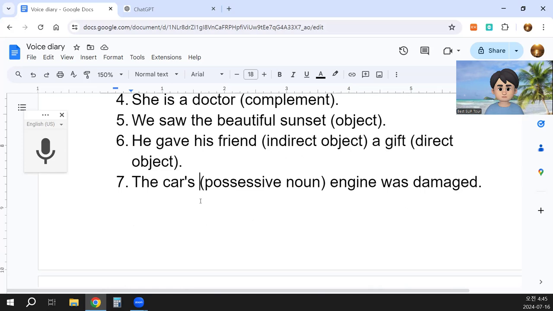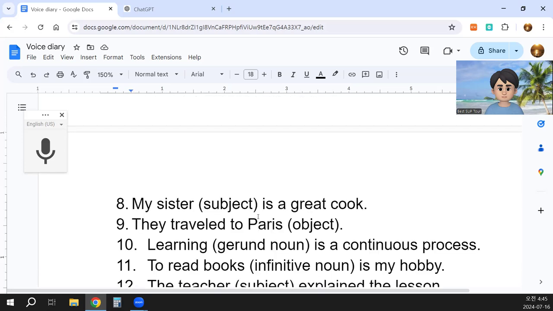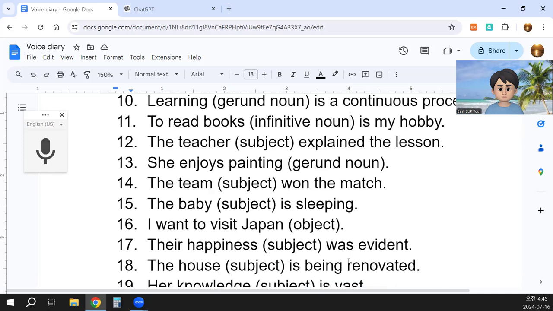The car's engine was damaged. My sister is a great... subject. As a subject, they travel to Paris. Object, a common noun, name. Learning general nouns is a continuous process. To read the book, infinitive noun, is my hobby. The teacher, subject, explained the lesson. To enjoy painting, general noun. The team, subject, won the match.